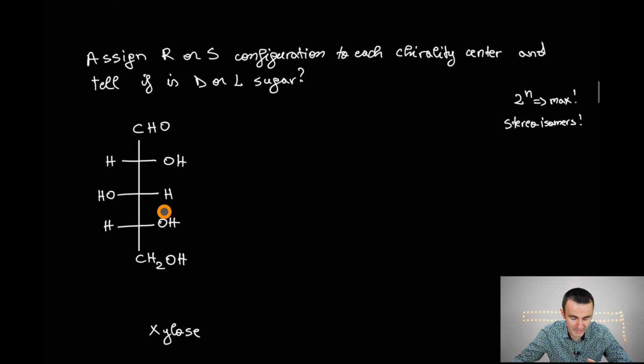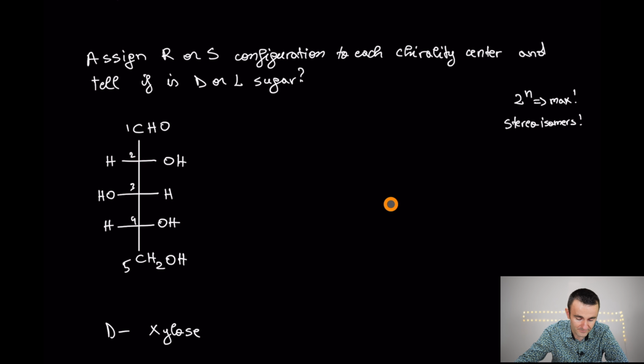This is xylose. Let's start from the easiest one. Is it D or L? In this case, the lowest chiral center is this carbon here, and the OH is on the right side when you look at the sugar, so this is going to be D-xylose. Now, in terms of RS, let's start from 1, 2, 3, 4, 5. This one is not chiral because it does not contain 4 different groups.